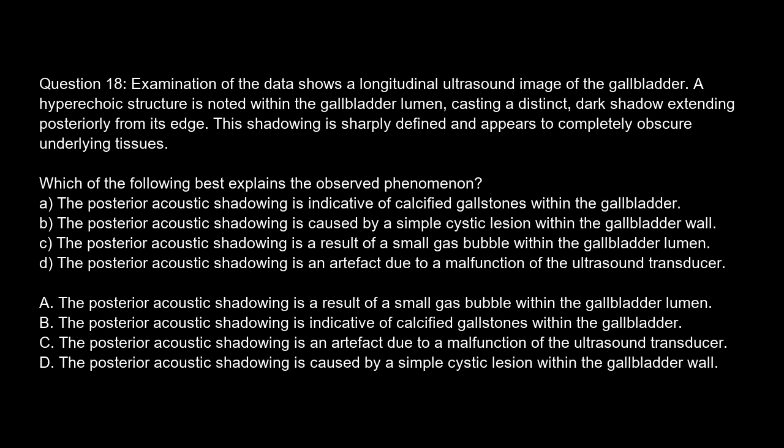Option A. The posterior acoustic shadowing is a result of a small gas bubble within the gallbladder lumen. Option B. The posterior acoustic shadowing is indicative of calcified gallstones within the gallbladder. Option C. The posterior acoustic shadowing is an artifact due to a malfunction of the ultrasound transducer. Option D. The posterior acoustic shadowing is caused by a simple cystic lesion within the gallbladder wall.